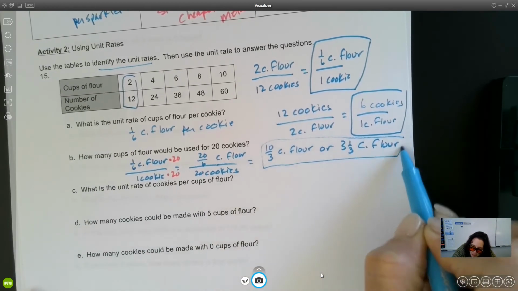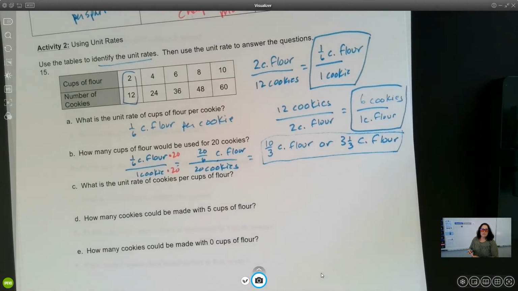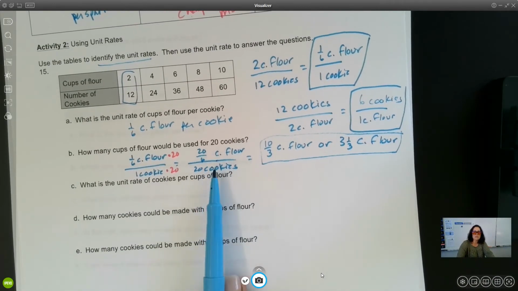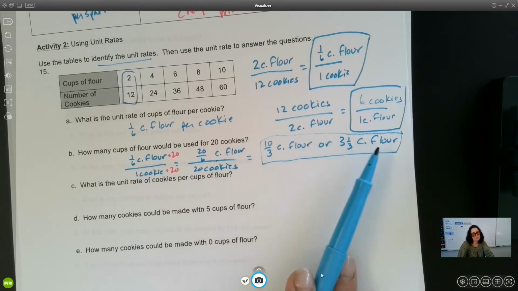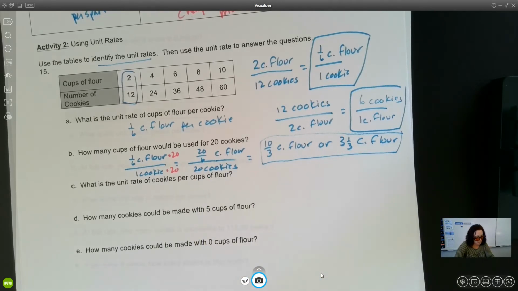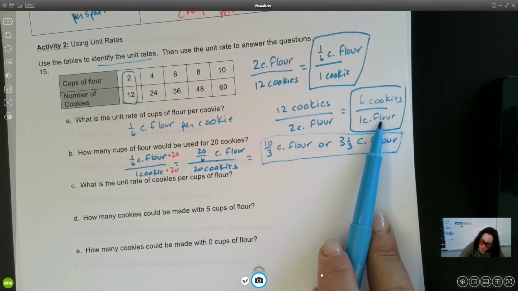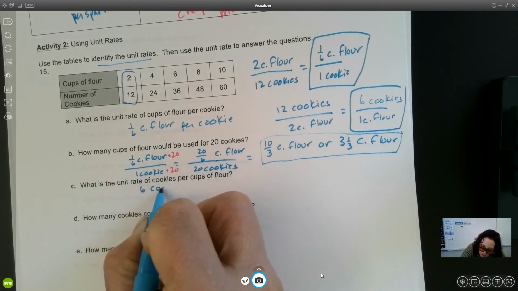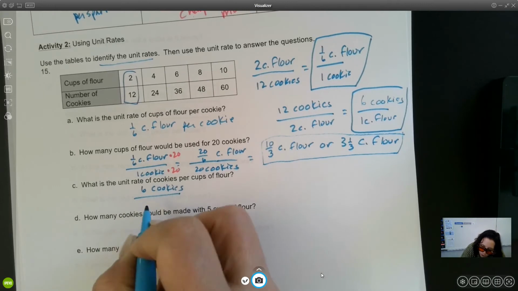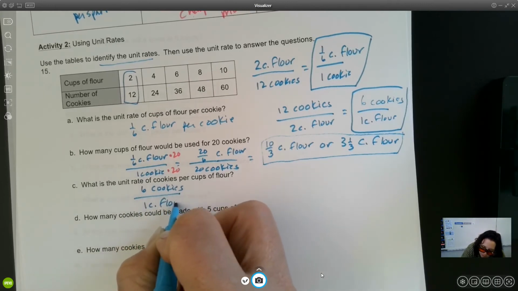Okay, that's your answer. Your answer is not this rate. The answer is how many cups of flour? 10/3 cups of flour or 3 1/3 cups of flour. Okay. All right, what is the unit rate of cookies per cups of flour? Cookies per cups of flour right here. Okay, if I write small enough, I can write it as a fraction. 6 cookies for 1 cup flour.